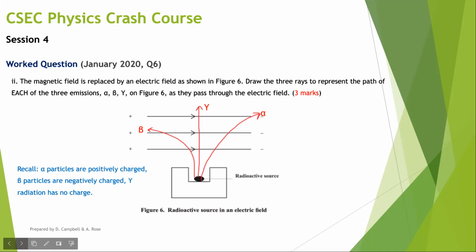Right? So it's important for you to know how to apply Fleming's left-hand rule and sign convention to determine the direction of the deviation of alpha and beta particles in magnetic and electric fields.